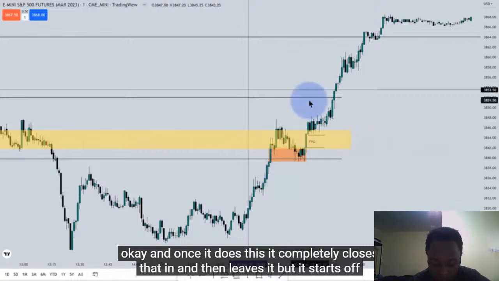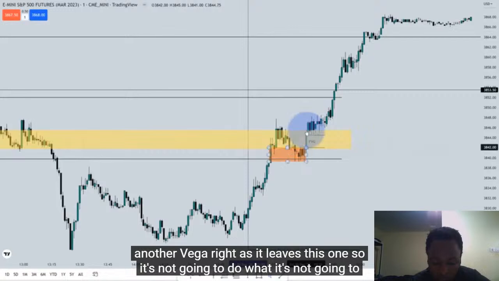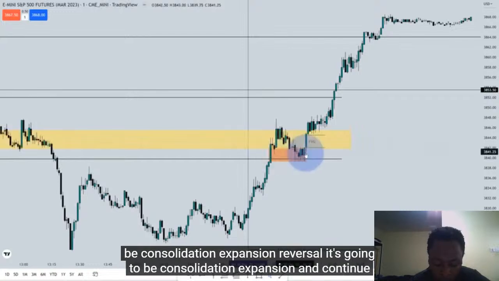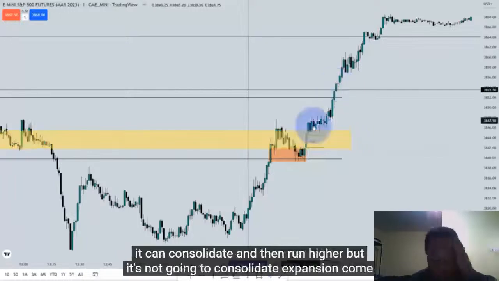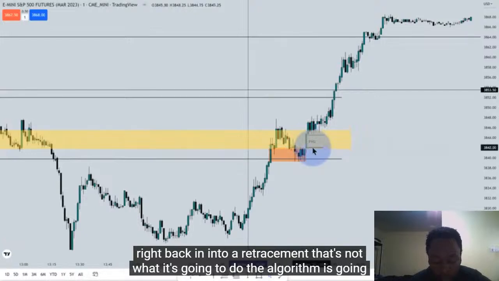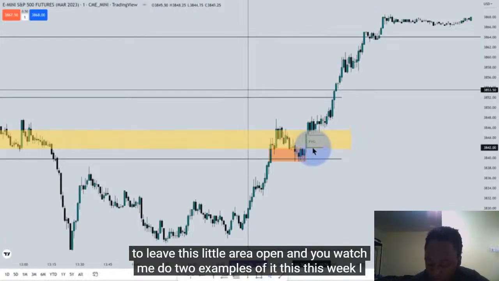But it starts off another fair value gap right as it leaves this one. So it's not going to do what? It's not going to be consolidation, expansion, reversal. It's going to be consolidation, expansion, and continue. It can consolidate and then run higher, but it's not going to consolidate, expand, and come right back into a retracement. That's not what it's going to do. The algorithm's going to leave area open.